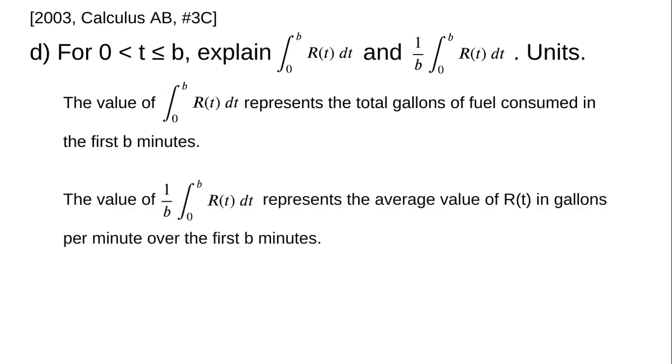The other integral, the value of 1 over b times the integral of 0 to b of r of t dt, is an average value integral, so that integral represents the average value of the function r of t in gallons per minute over the first b minutes.